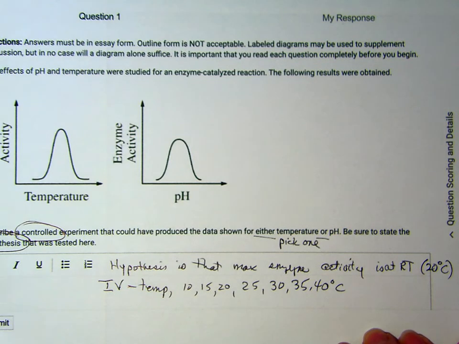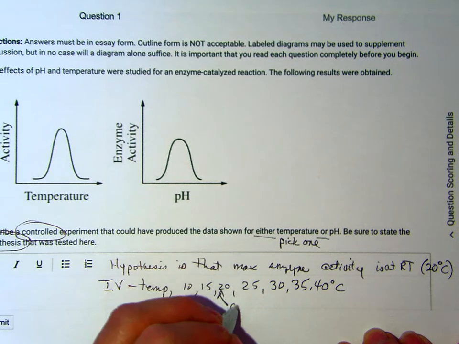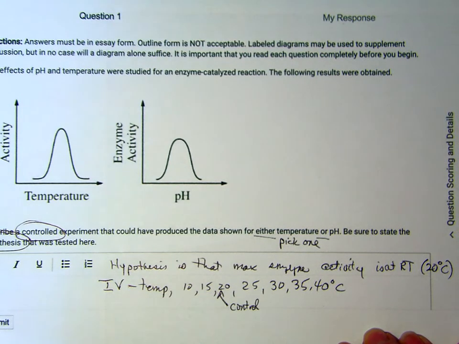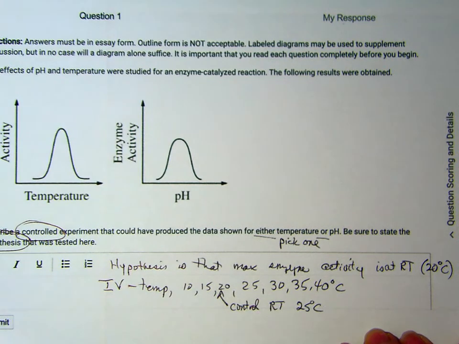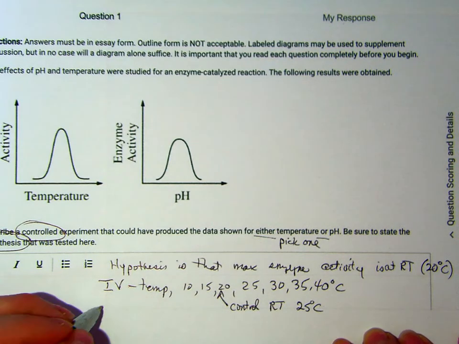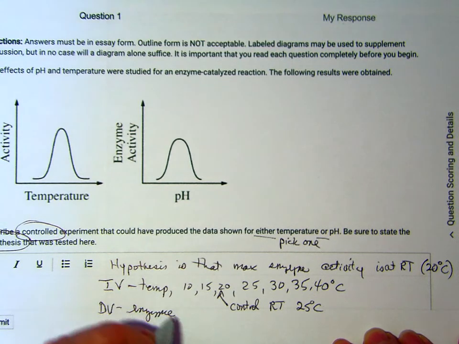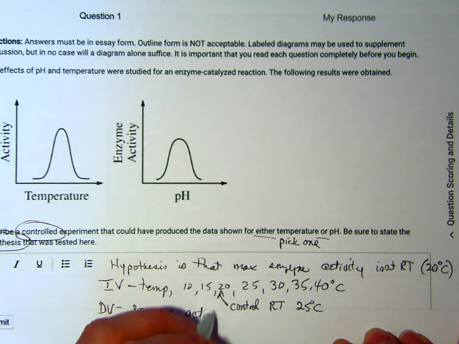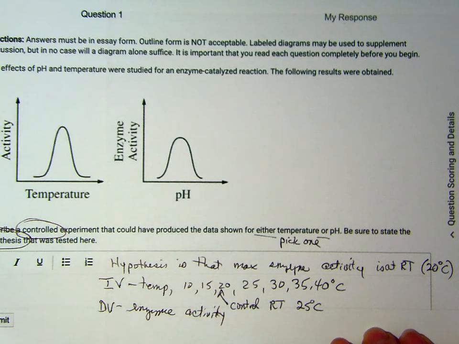And then you pick one to be your control. And my control, I would say my control would be room temperature, 25 degrees Celsius, okay? My DV would be enzyme activity. And I would measure the enzyme activity at each of those temperatures.